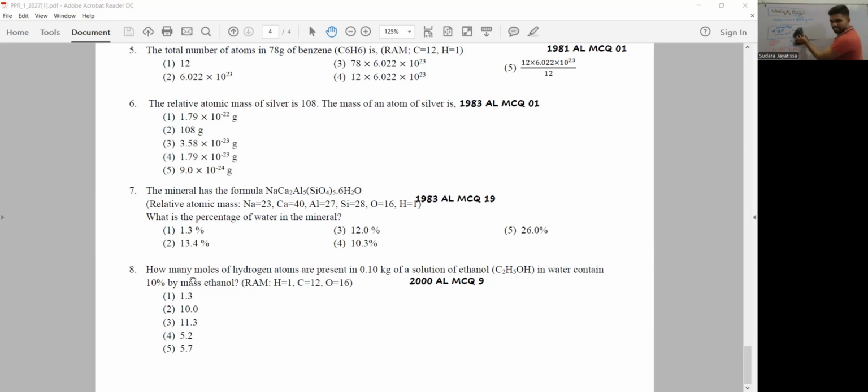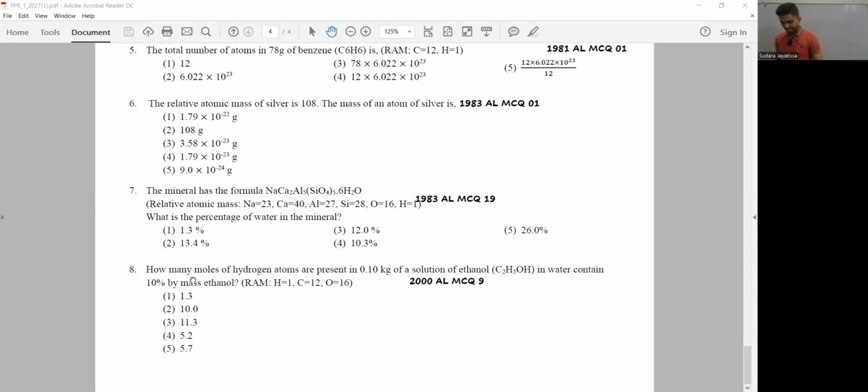Okay, look at the question again. So highlight this one if you have the paper with you. It is asking how many moles of hydrogen atoms. Okay, highlight that one. How many moles of hydrogen atoms?